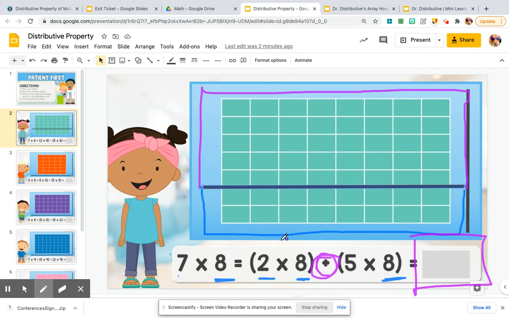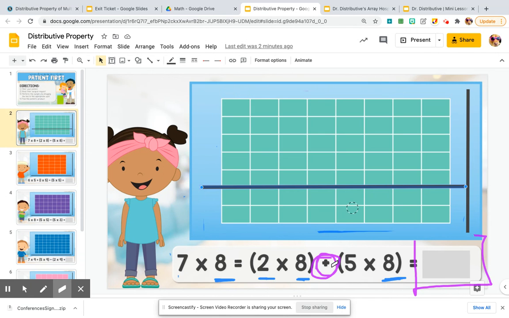2 times 8. 2 times 8 is, I'm going to give you some time to think about it. When you have 2 as a factor, what do you know? 2 times 8. Yes, if you said you can skip count by 2's up to 8 to get your answer, you are absolutely right. There's another strategy you can use. Yes, you can also double that 8. You know when you see 2 times 8, that also means 2 groups of 8, meaning 8 plus 8. And also, there's another strategy.